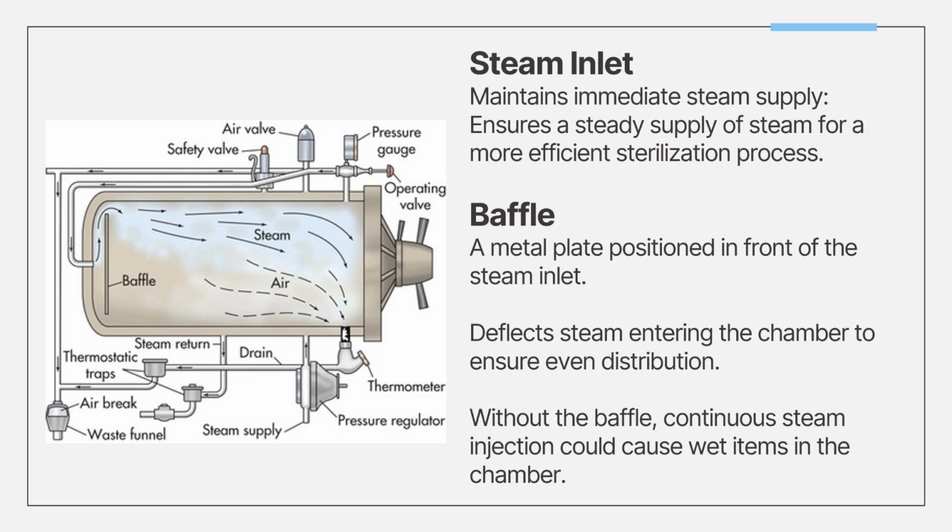So, like I said, it's a metal plate in front of the steam inlet, which is this one. It deflects incoming steam to evenly distribute it across the load. It prevents wet packs by avoiding direct steam blasts onto items, especially on this level.